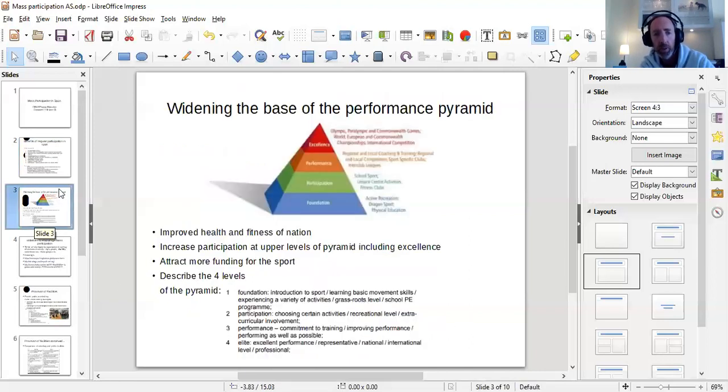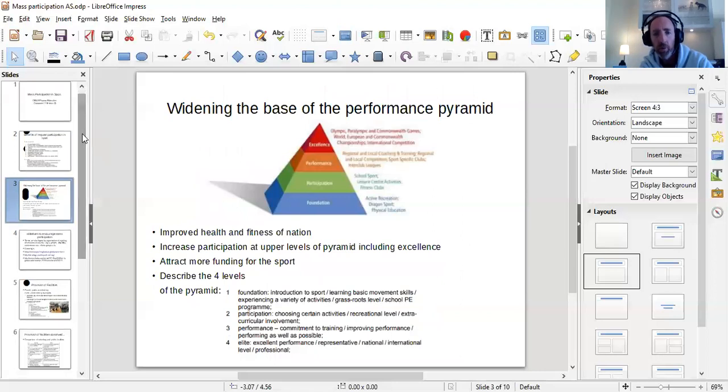Looking at the next point in the specification, widening the base of the performance pyramid. Here we've got the performance pyramid with the 4 levels: foundation, participation, performance, and moving up to excellence. That's briefly explained here on the side, and also down here. Now, exam questions I've seen are exactly like this: describe the 4 levels of the performance pyramid. And this is straight from a mark scheme.